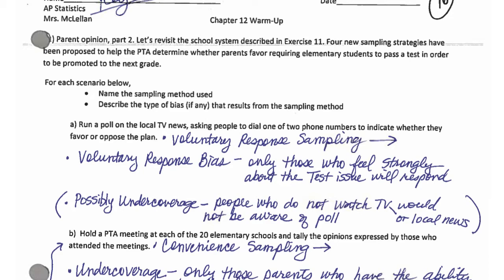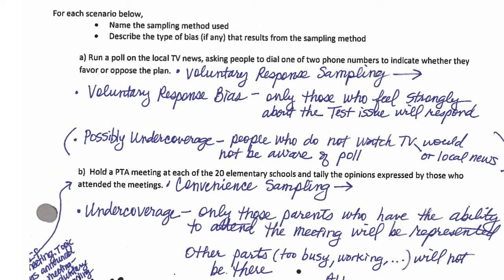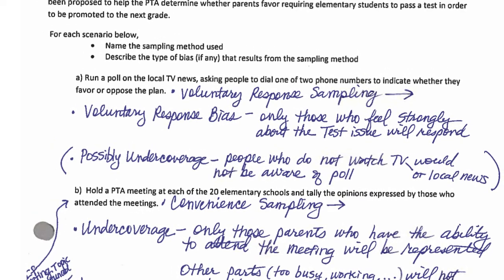All right, so this is a similar situation to number 3 in the homework, where the PTA is doing a poll of elementary students, seeing if they can go on to the next grade level, but they have to make sure they pass that particular test. So, two things you had to do: name the method and then name the type of bias.